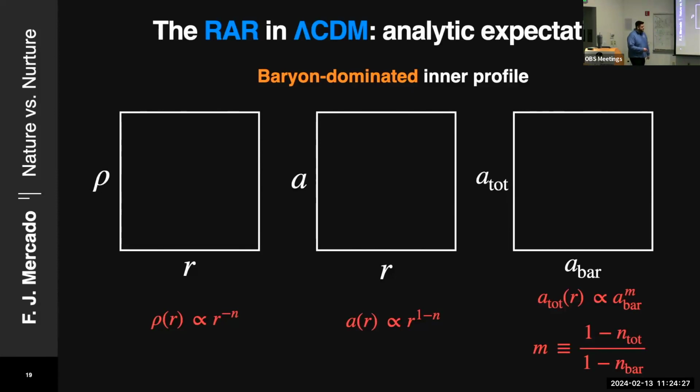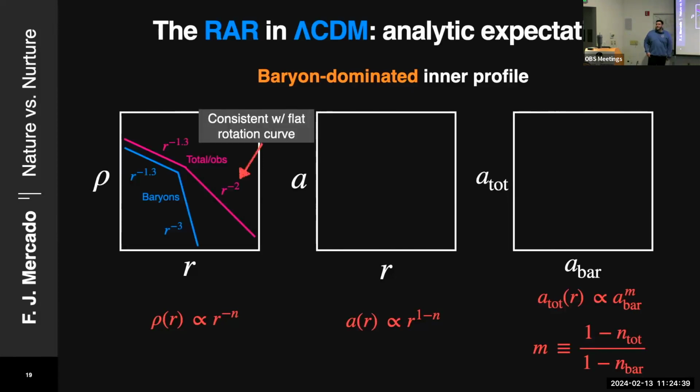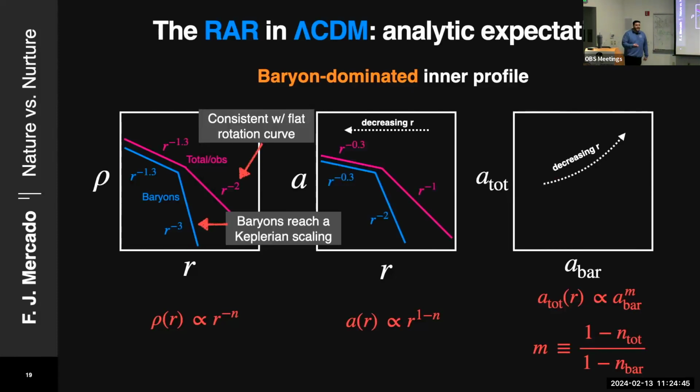And so for density profiles that we should expect for baryon-dominated inner profiles, so this is more like these rotationally supported galaxies, right, that have flat rotation curves on the outskirts, and then eventually their baryons reach some Keplerian scaling, we get rising acceleration as the radius decreases, right? From outside to in, the acceleration will rise. And so from that, we can get a scaling in the radial acceleration space that matches what we see in MOND, right? But as many of us know, baryon-dominated galaxies aren't the only kind of profile that we see in these galaxies.